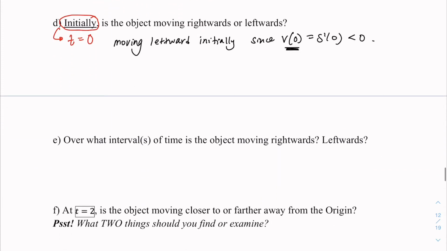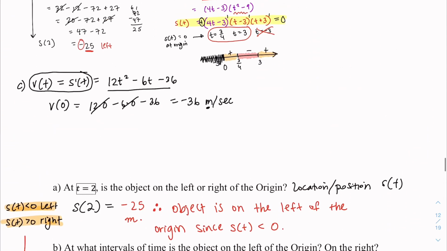Let's do E. It says over what intervals of time is the object moving rightwards or leftwards. So now it wants me to talk about all of the times how it's moving, not just initially. So for this, we'll use a number line. Since it's asking about movement, we'll do a number line for v of t. Okay, we found v of t here in part C. Why don't you pause the video, make the number line yourself, and come to your own conclusion based on what you know about moving left and moving right.